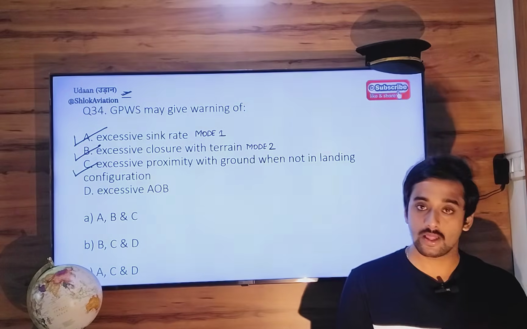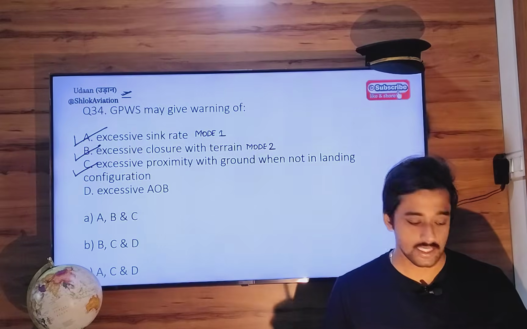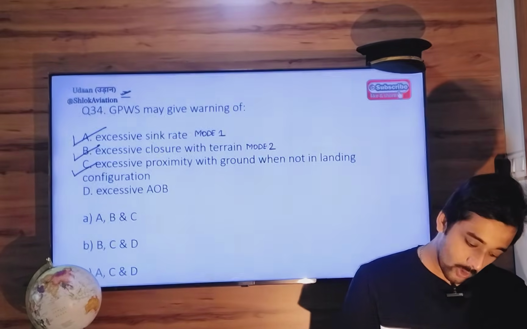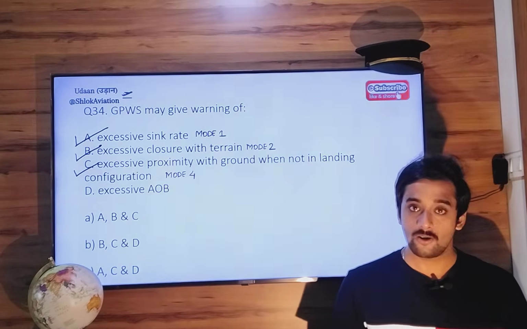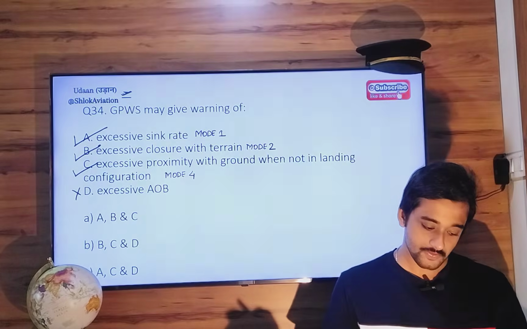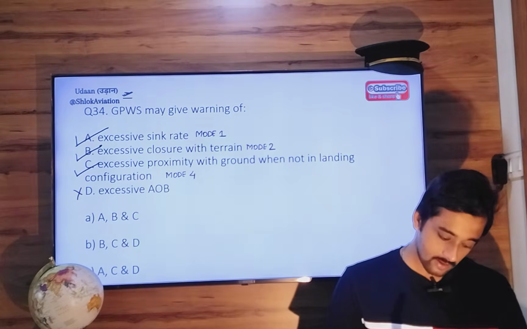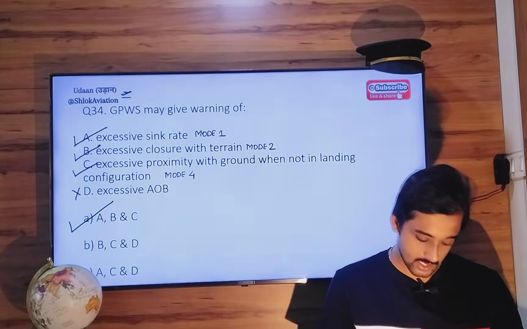Excessive proximity with the ground when you are not in landing configuration, meaning the flaps are not extended, the landing gear is not extended. So in that case, mode 4 gives you the warning. Now excessive angle of bank is not the option. We don't have that warning given to us. So the correct answer is option Alpha, Bravo and Charlie are the right ones. So option A is the correct answer.